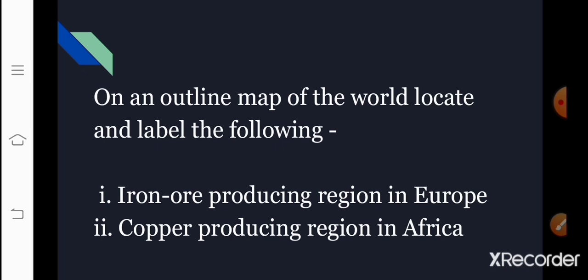The main purpose: if it is 1, 2, 3, you will write 1, 2, 3. If it is AB, you will write AB. If it is capital AB, you should write capital AB. So whatever has been asked in your question, the same should be written in your map location. Now children, we are going to locate these two places in the world map, that is iron ore producing region in Europe and copper producing region in Africa.